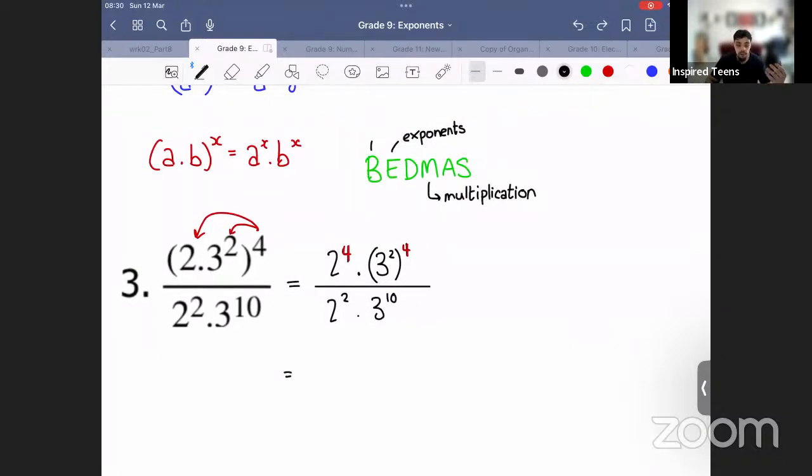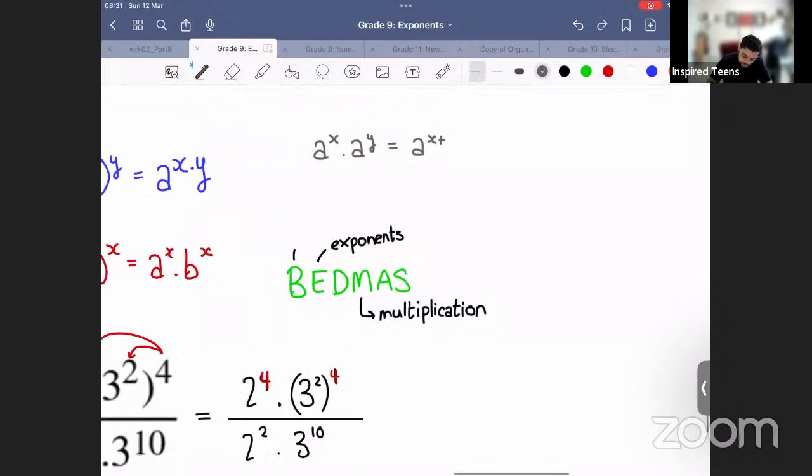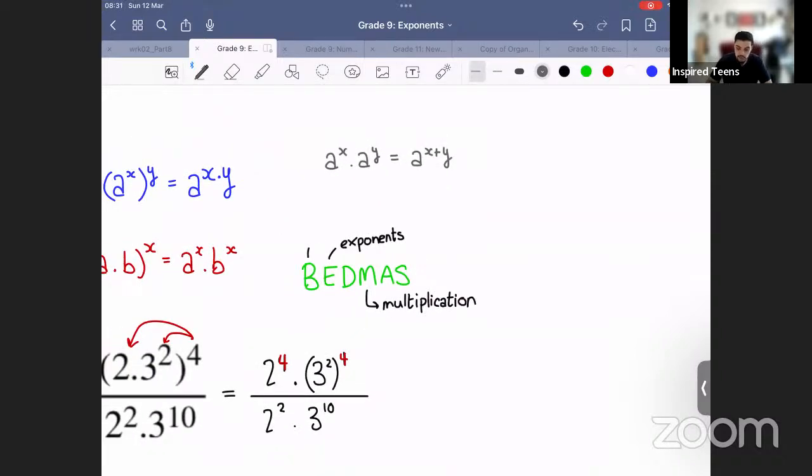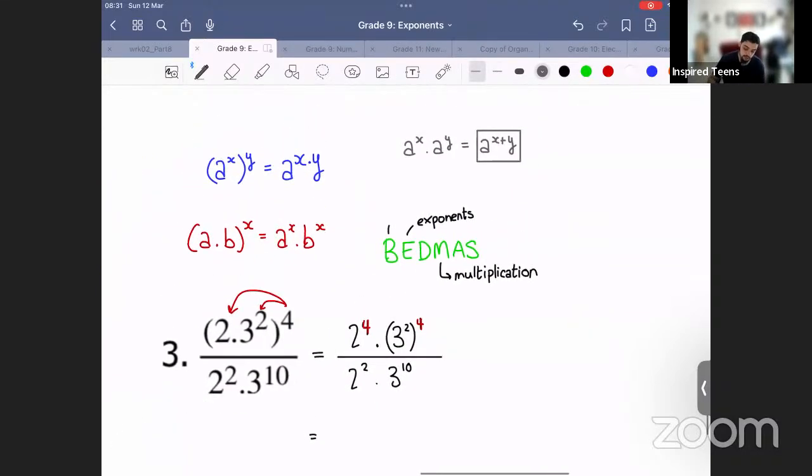Isn't it 2 plus 4? No, it's not 2 plus 4. Remember, you add when you have the same bases. When you have a to the power of x times a to the power of y, when you multiply two terms with the same base, that's when you add the exponents. So you don't add in this case. In this case, you would multiply.